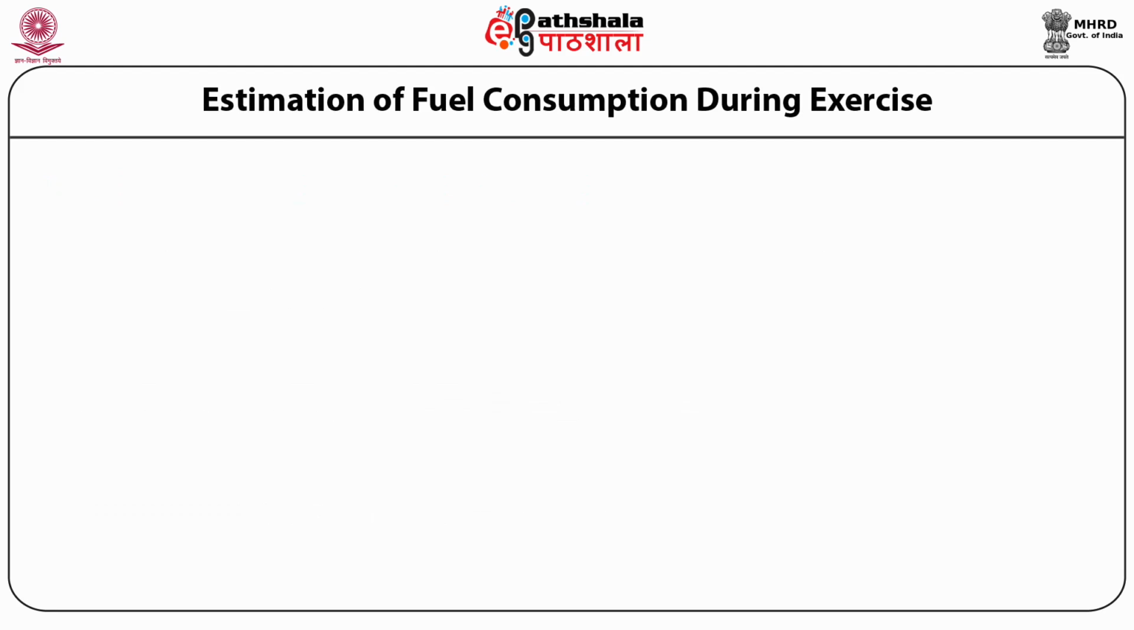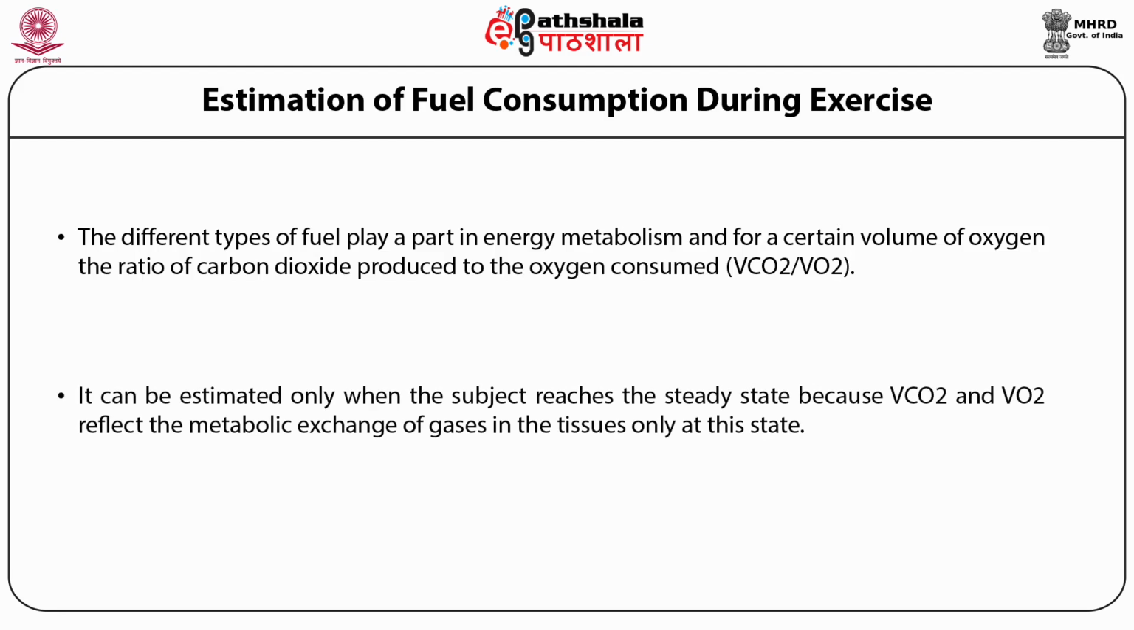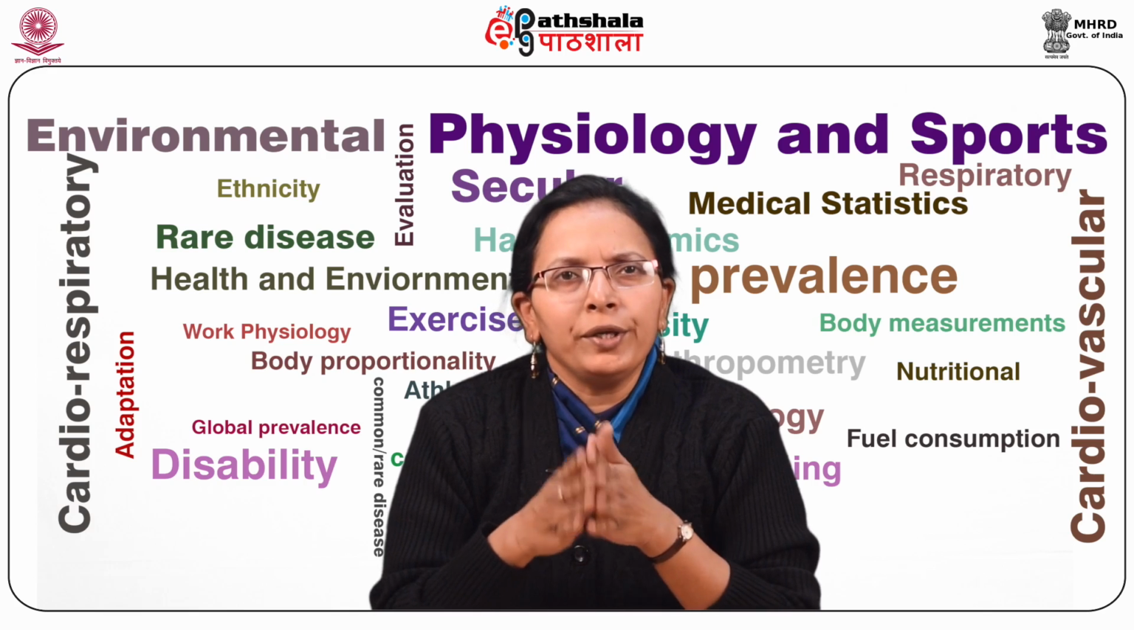Let's understand the estimation of fuel consumption during the exercise. The different types of fuel play a part in energy metabolism, and for a certain volume of oxygen, the ratio of carbon dioxide produced to the oxygen consumed, that is VCO2 by VO2, can be estimated only when the subject reaches the steady state, because VCO2 and VO2 reflect the metabolic exchange of gases in the tissues only at this state. Now let's summarize the module.